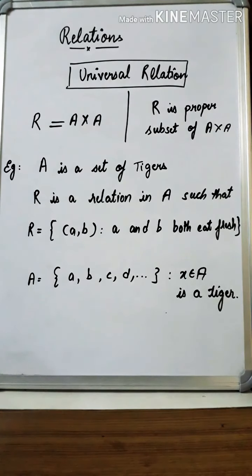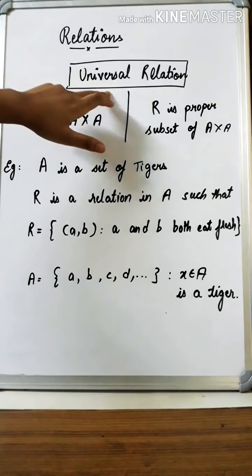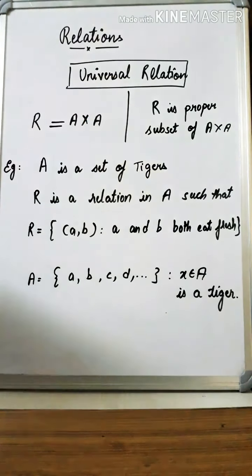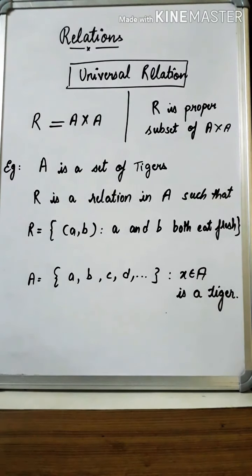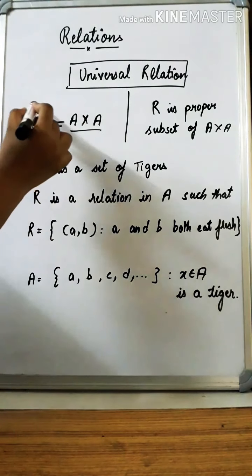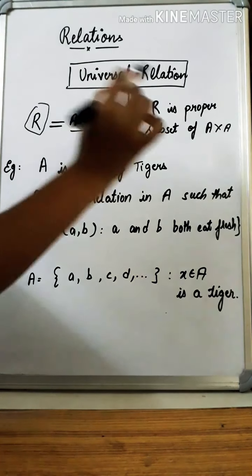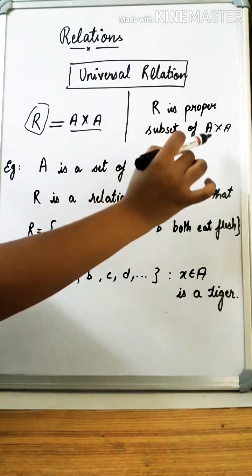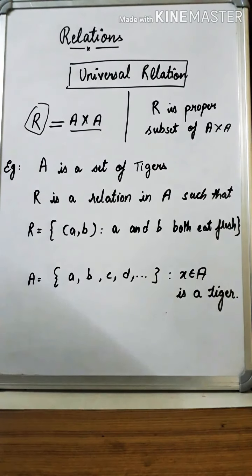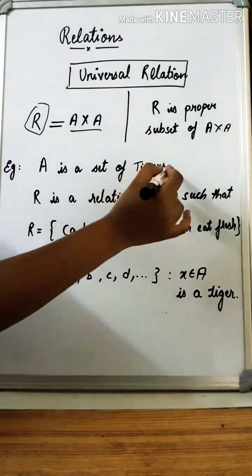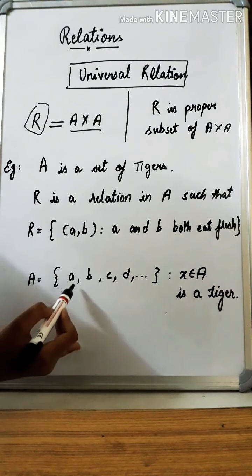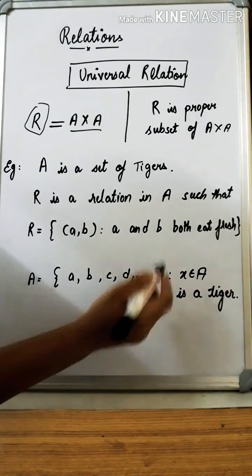Alright. So that was empty relations, and now we'll come to universal relation. The name itself suggests that universal relation means everything: all the ordered pairs are included in the relation. It means if A cross A is the parent set and relation R is derived from A cross A, then all the elements of A cross A are present in R. It means R is a subset of A cross A. So with a similar example to the empty relation, I'll explain this. Suppose A is a set of tigers. It means all the elements in A are tigers.